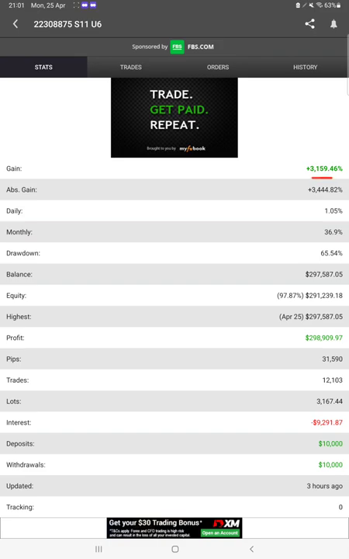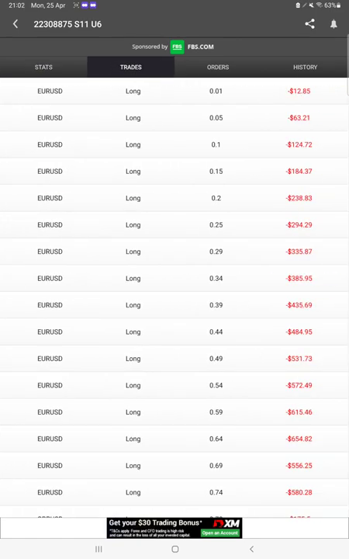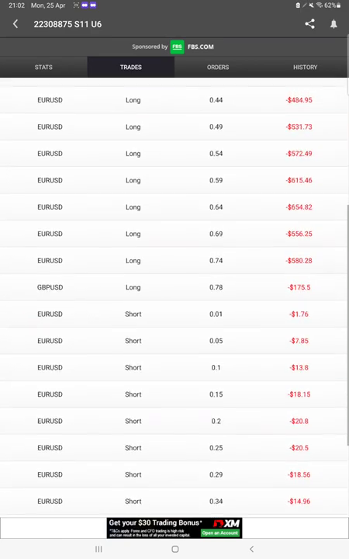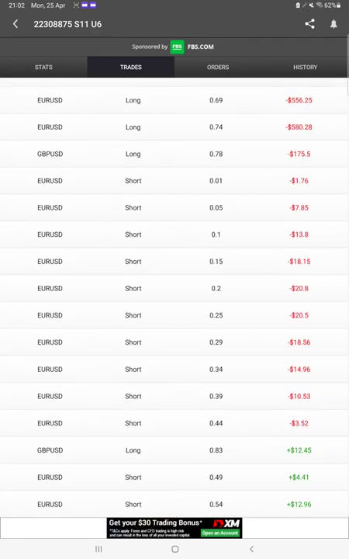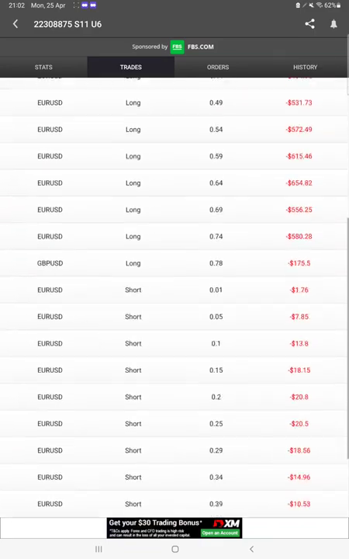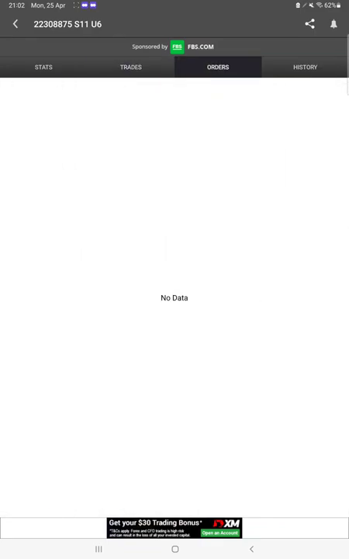You can see the total percentage of gain, absolute gain, daily return, monthly return, total percentage of return, current balance, equity, the profit pips that we have achieved, deposit, withdrawal, everything. It can be verified from here, and only 3 hours ago it was updated. We can also check the open trades with whatever lot size is used, and how much profit and loss is going on. That you can also verify.